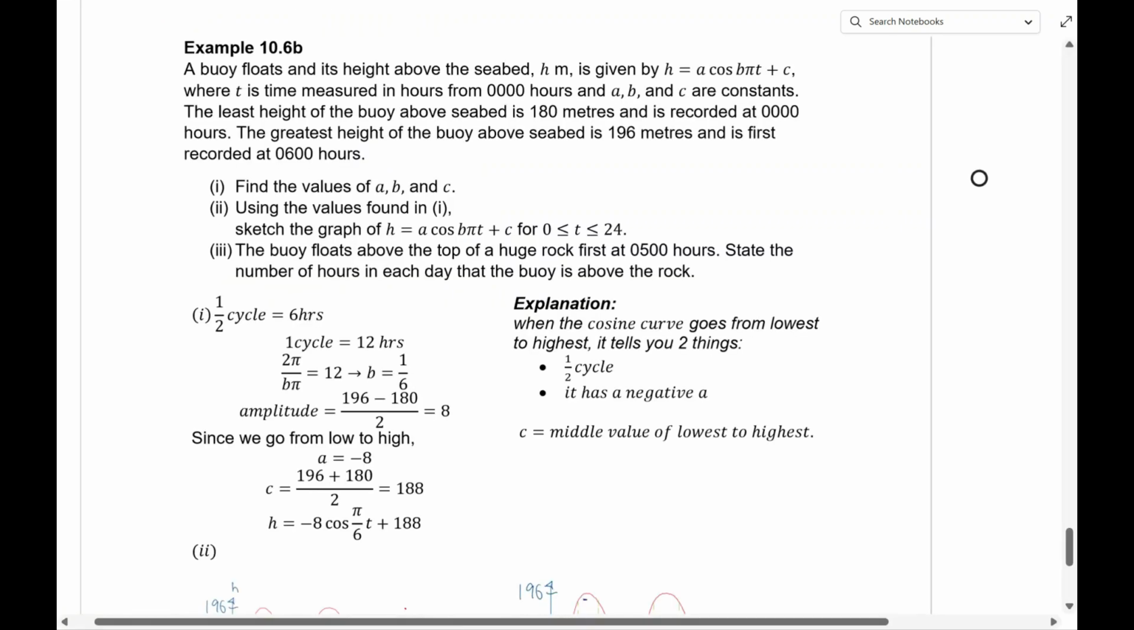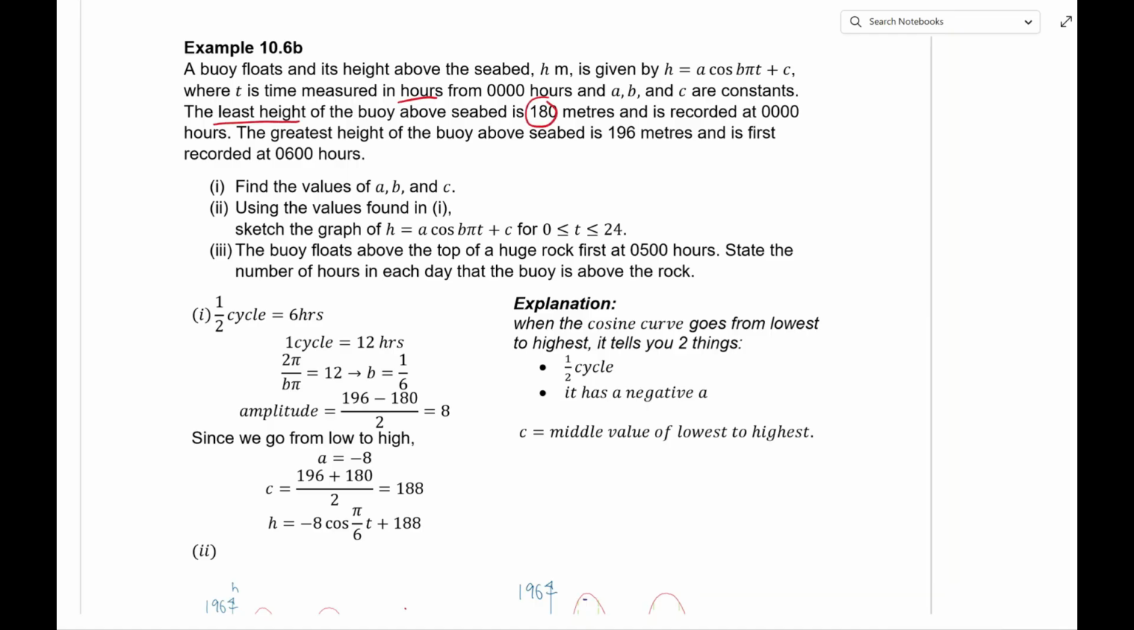Okay, the last example. A buoy floats and its height above the seabed, h meters, is given by h equals a cosine b pi t plus c, where t is time measured in hours from 0000 hours, and a, b, c are constants. The least height of the buoy above the seabed is 180 meters and is recorded at 0000 hours. The greatest height above the seabed is 196 meters and is first recorded at 0600 hours. Find the values of a, b, and c.